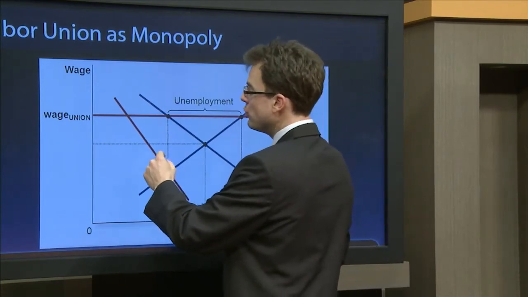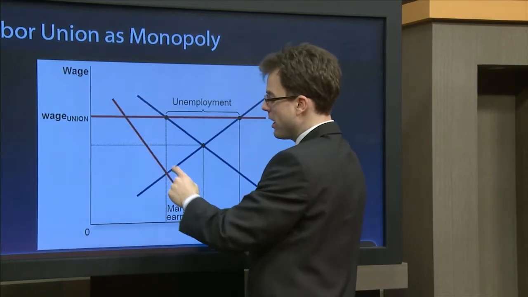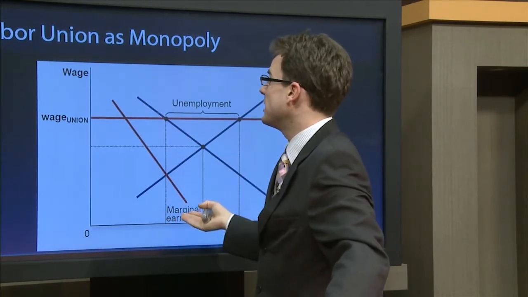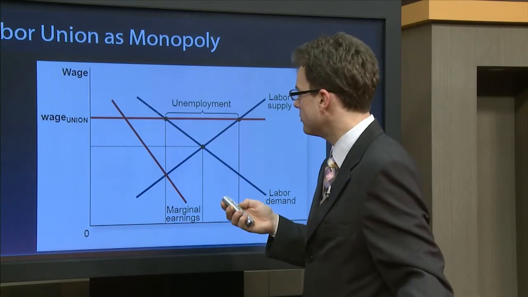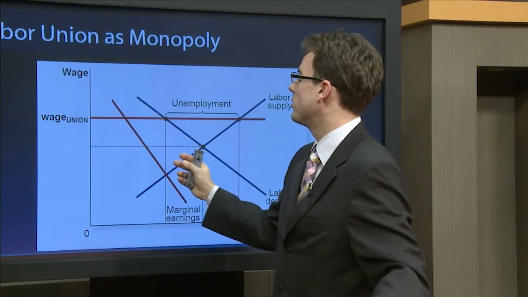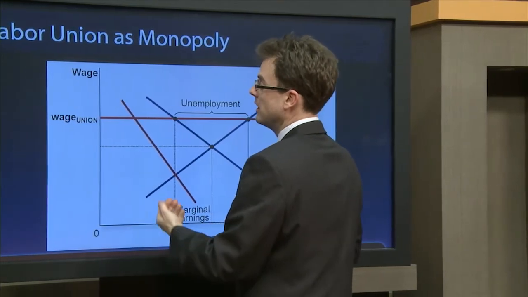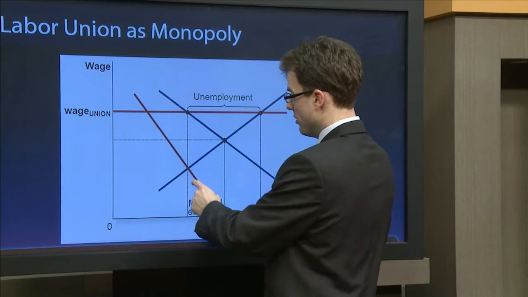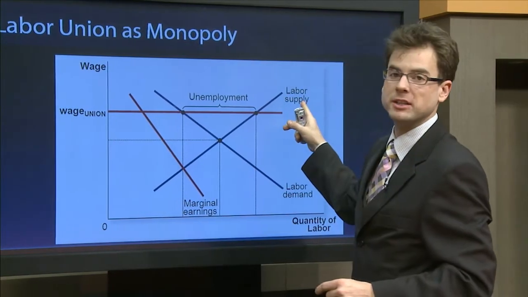And effectively, the union doesn't care only about the labor demand curve, but it cares about the marginal earnings curve. And this marginal earnings curve represents this trade-off between output effect and price effect of the union. So when another worker gets hired, the union recognizes that this worker will earn some wages, but all the existing workers will earn lower wages than before. And for the union to want to hire another worker, these marginal earnings should be greater than the marginal disutility of work represented by this labor supply curve.